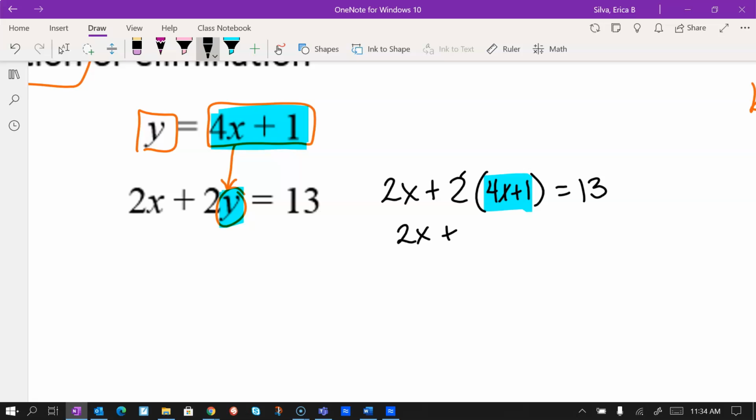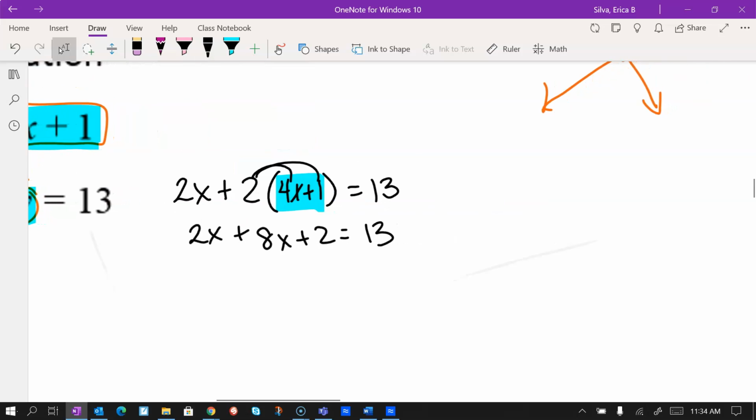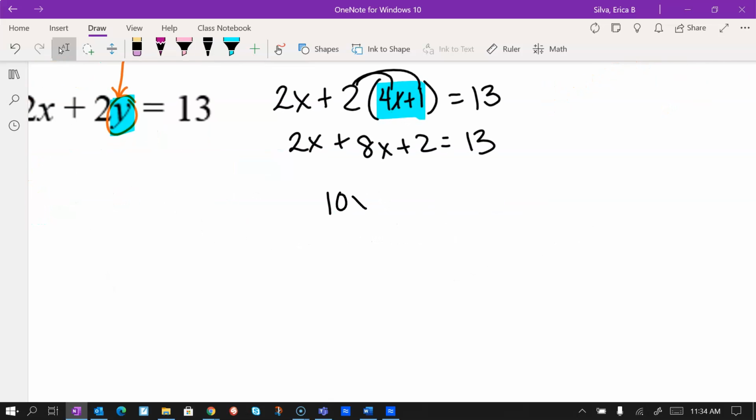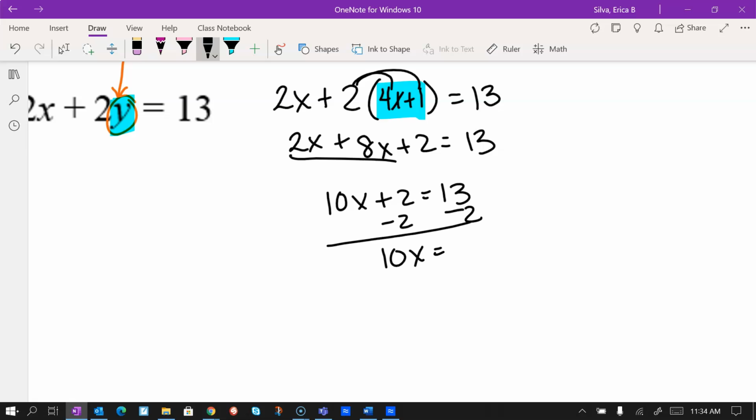So we've got 2x, 2 times 4x is 8x, 2 times 1 is 2. Okay, now we're going to combine like terms. We get 10x plus 2 equals 13, subtract 2. 10x is equal to 11, divided by 10, and x is equal to 11 tenths.